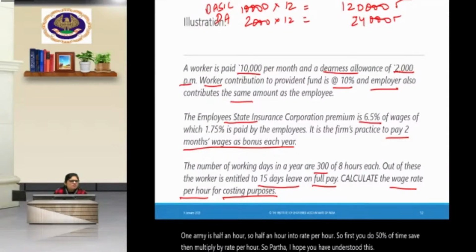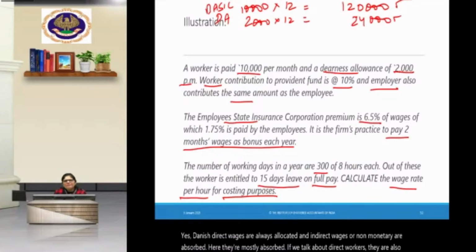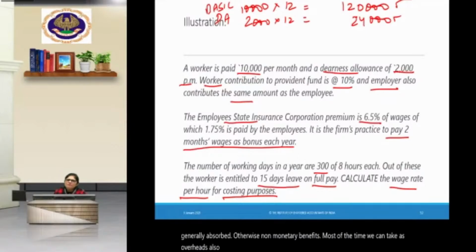Yes, Danesh, direct wages are always allocated and indirect wages or non-monetary benefits are absorbed. If we talk about direct workers, they are also generally absorbed. Otherwise, non-monetary benefits, most of the time we can take as overheads also. But if we have to take indirect wages, then also we apportion it on some basis. All right, very good.